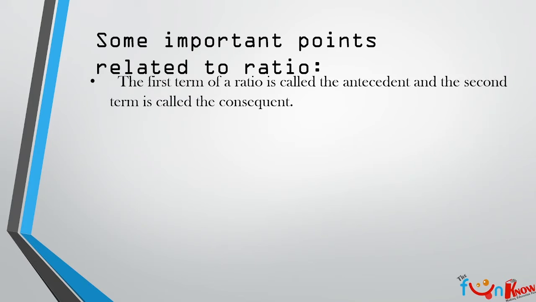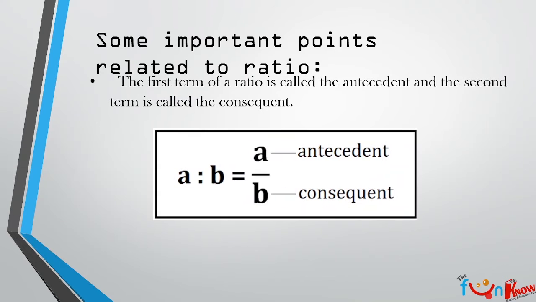Some of the important points related to ratio. The first term of ratio is called antecedent and the second term is called consequent. As you can see, A ratio B, the first term will be called antecedent and the B term, which is the second term, will be called consequent. So in the ratio 1 ratio 4, antecedent will be 1 and consequent will be 4.